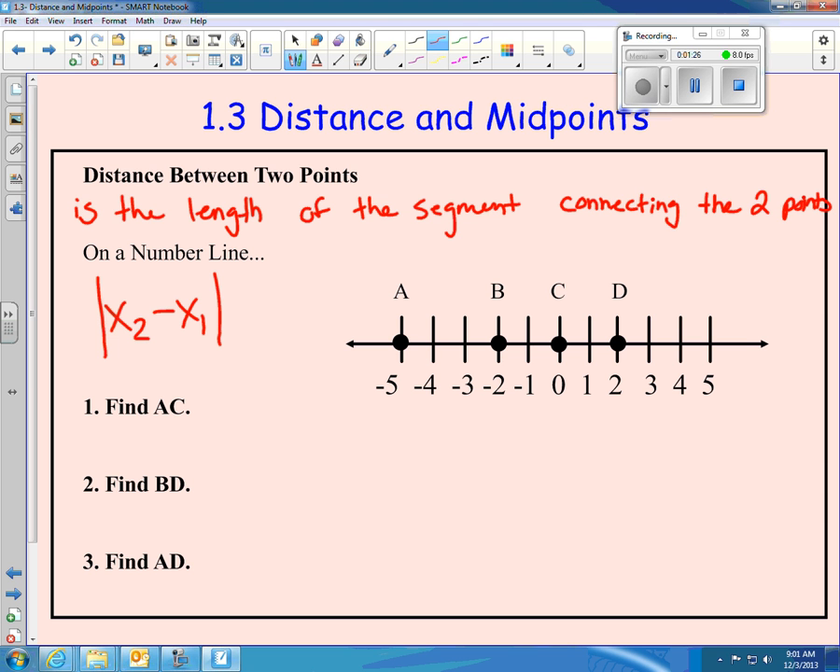Let's go ahead with AC. From A to C, A is at -5, so we do the absolute value of -5 minus C, which is at 0. -5 minus 0 is -5, and the absolute value of -5 gives us 5. I'll get problem 2 set up for you. Find BD. Absolute value, B is at -2 minus D, which is at +2. Go ahead and finish 2 and do all of 3 for class tomorrow.